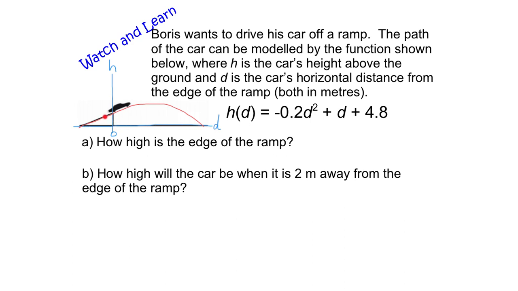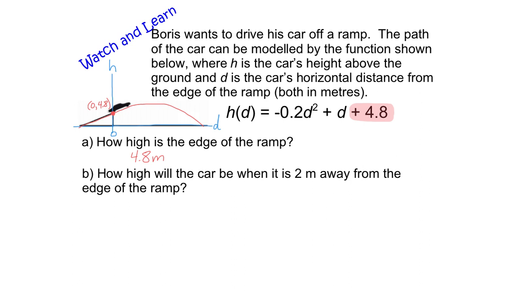He's going to drive up the ramp and it's going to come back down. So I can see the beginnings of a graph here. Now how high is the edge of the ramp? Well, that's the height here. So think about what point that is on the graph. That's the y-intercept. I get that from the constant in the standard form, and that's what I'm given, standard form. So I can tell the coordinates of the y-intercept. That tells me the edge of the ramp is 4.8 meters high.